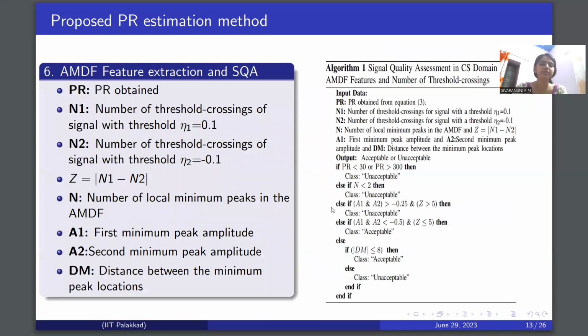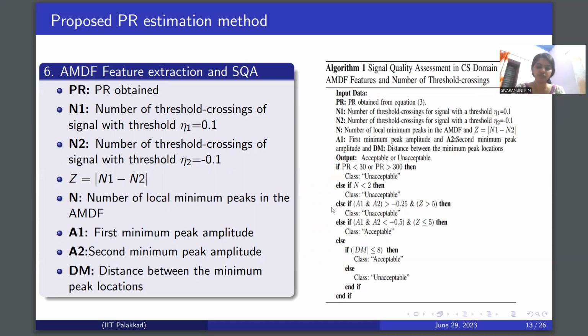So for the AMDF feature extraction based signal quality assessment, we are extracting the following features: the pulse rate, the number of threshold crossings of the signal for a threshold of 0.1 and minus 0.1 for a normalized signal, the number of local minimum peaks in the AMDF, then the first and the second minimum peak amplitude of the AMDF, and the distance between the minimum peak locations.